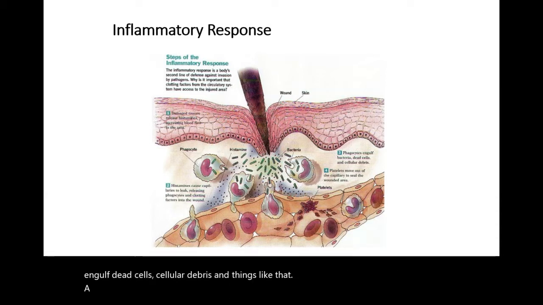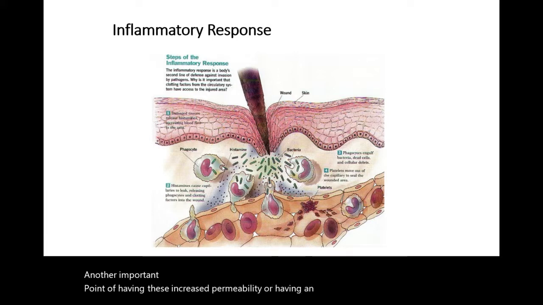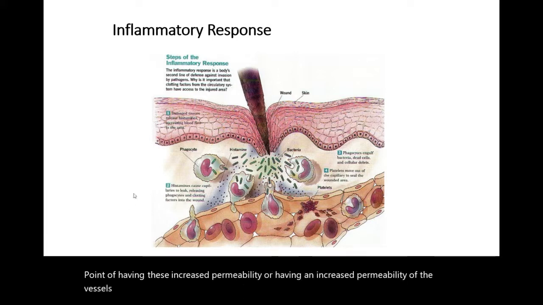Okay. Now the phagocytes also engulf dead cells, cellular debris, and things like that. Another important point of having an increased permeability of the vessels is because it allows fibrinogen to get to the wound.